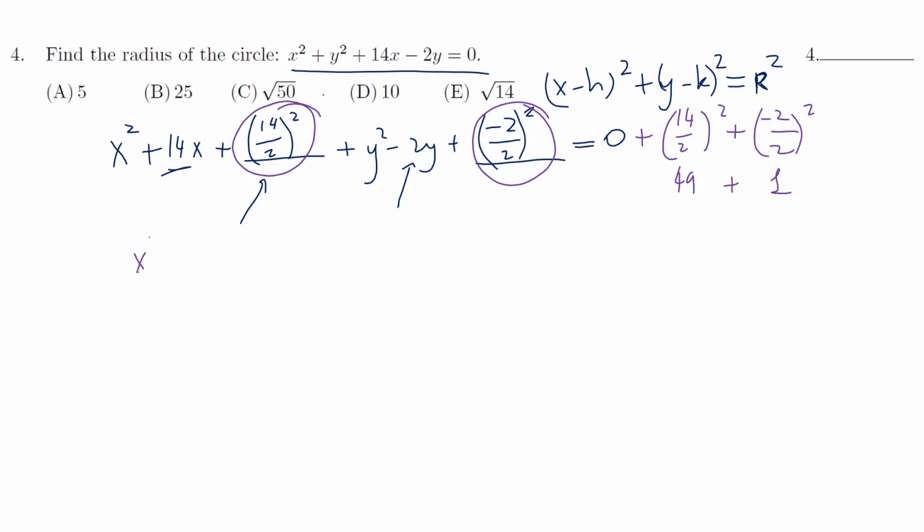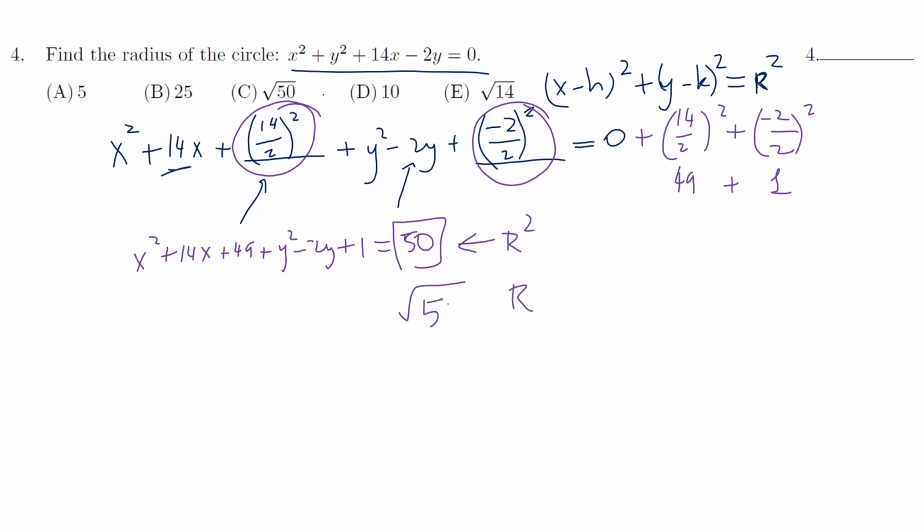So I get x squared plus 14x plus 49 plus y squared minus 2y plus 1 equals 50. And I know for sure that this guy right here is equal to r squared. Therefore, my radius is just square root of 50. And the answer is C.